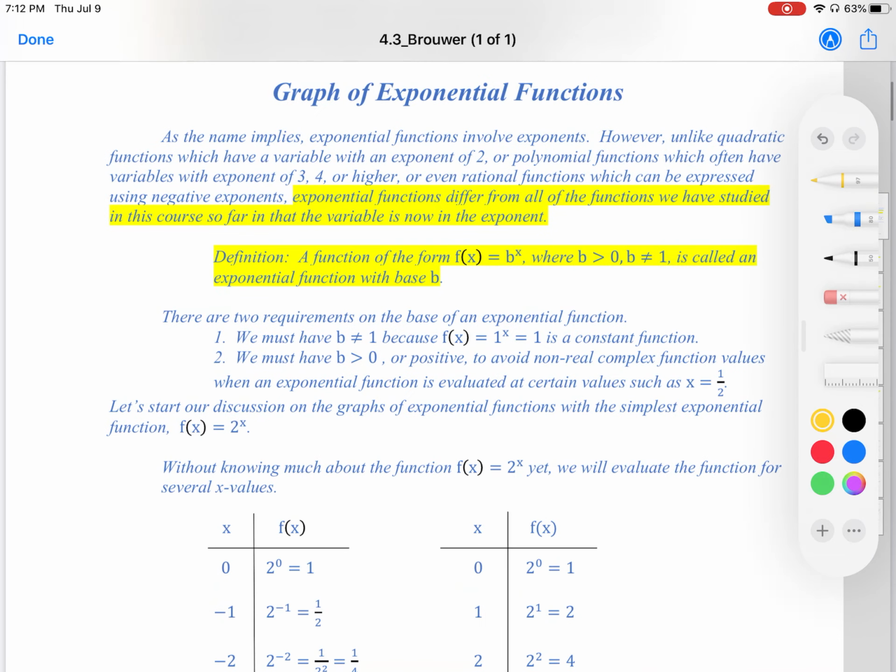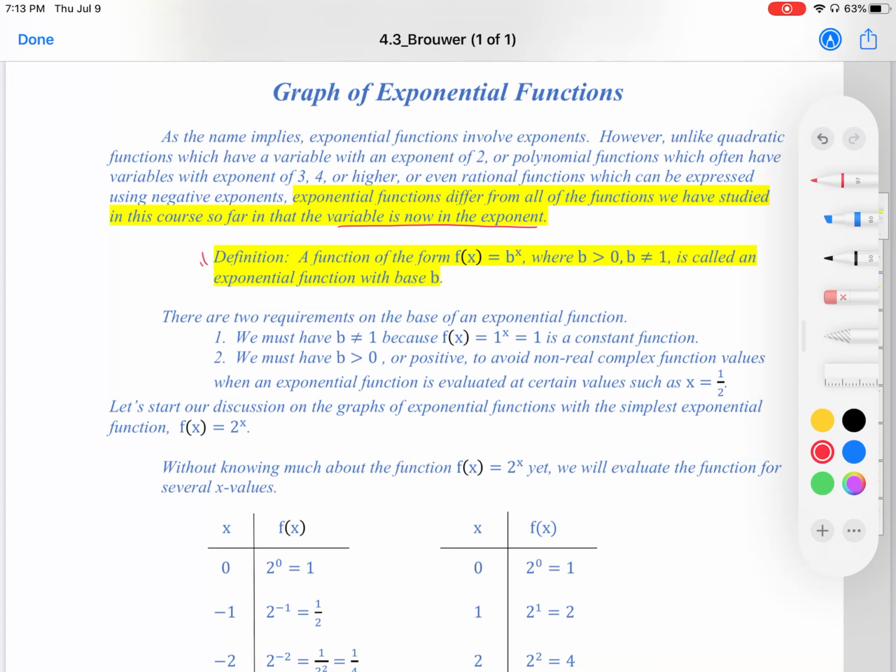Graph of exponential functions. As the name implies, exponential functions involve exponents. However, unlike quadratic functions, which have a variable with the exponent of 2, or polynomial functions, which have variables with exponent 3 or 4 or higher, or even rational functions, which can be expressed using negative exponents, exponential functions differ from all the functions we have studied in this course so far, and the variable is now the exponent. That's what makes it different.